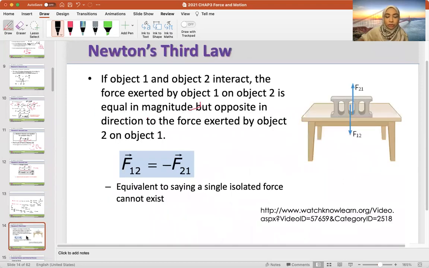Now we go into Newton's third law. If object 1 and object 2 interact, the force exerted by object 1 on object 2 is equal in magnitude but opposite in direction. So our first object is this, let's call it a brick. That is your object number 1, and your marker is object number 2. So the brick is exerting force on the marker.